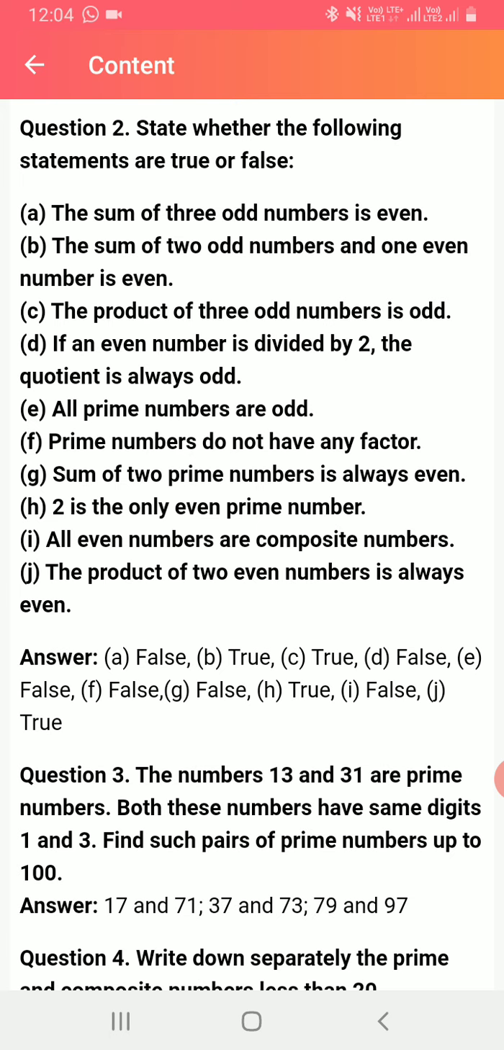Question D. If an even number is divided by 2, the quotient is always odd. False. The answer is false. You will not get the odd number there. All prime numbers are odd. The question is all prime numbers.